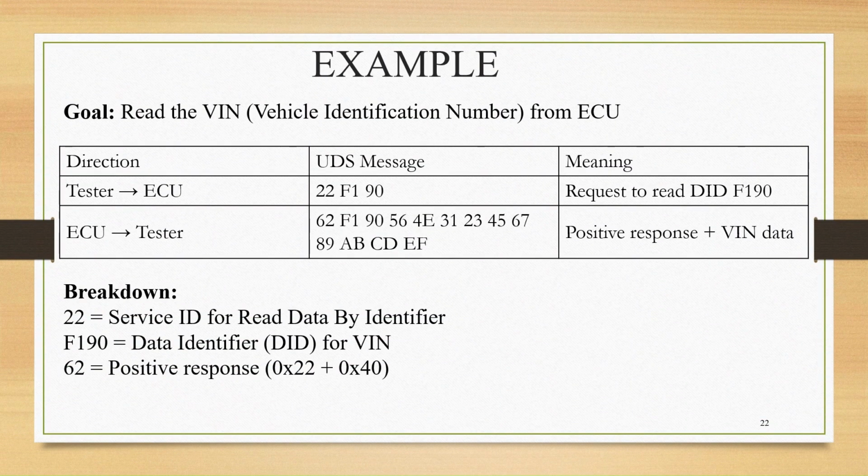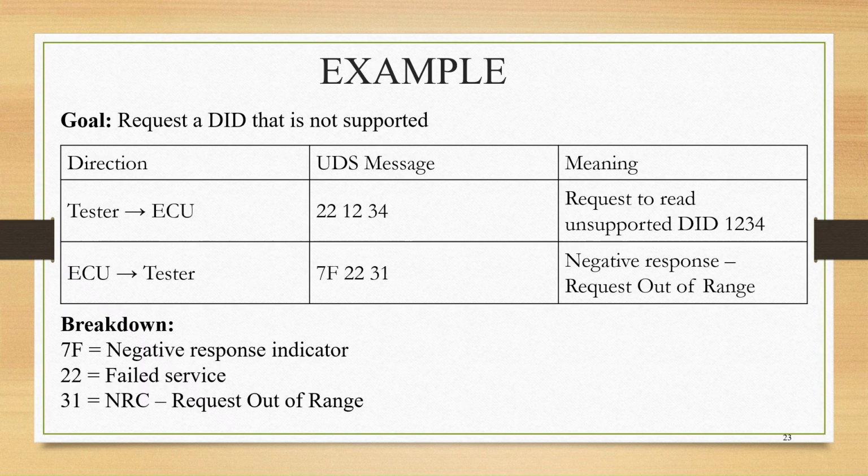Let's look at a live request. To read a vehicle identification number from the ECU, the ECU responds with 62F190 plus the hex data for your VIN. You can go through the breakdown if you want to. Here is another example where the diagnostic tool requests a DID that is not supported by the ECU, and the ECU responds with a negative response. As we have seen earlier, 31 stands for request out of range, and 7F is the negative response indicator.